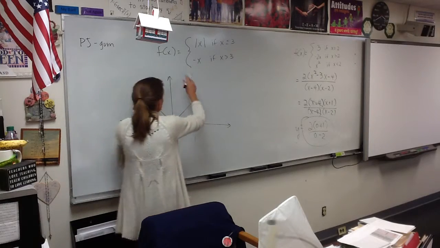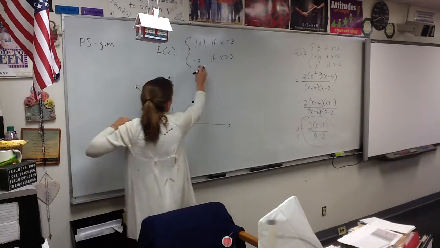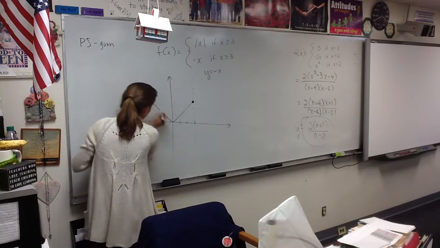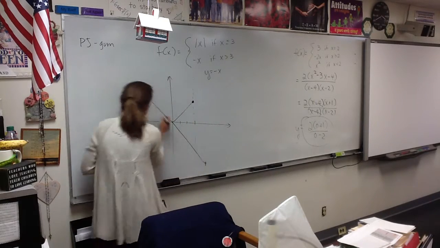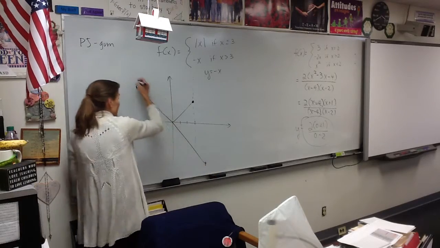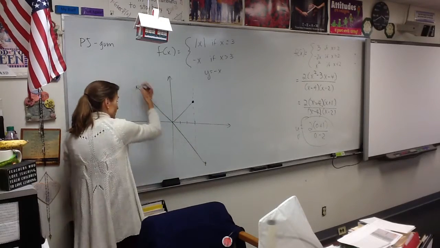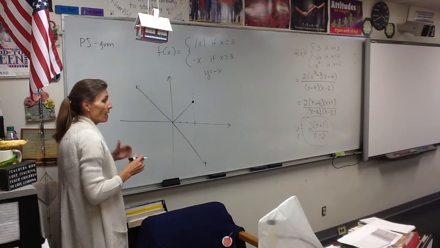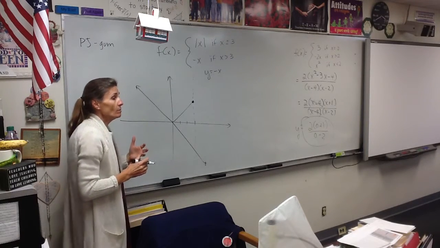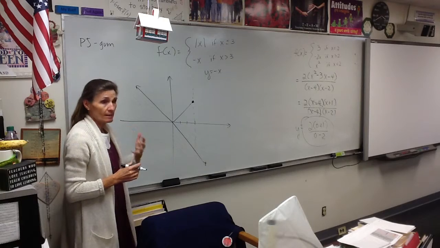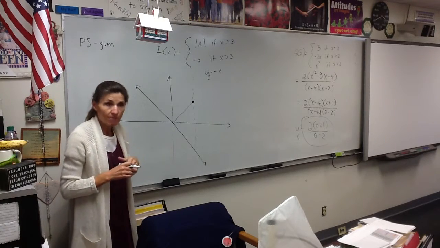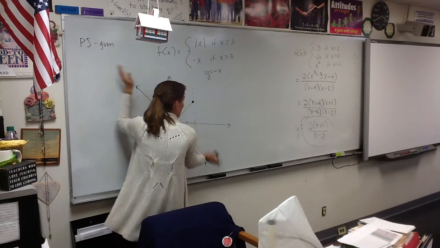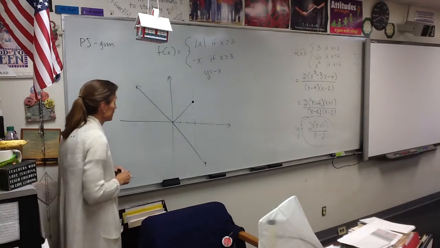Now, I'm going to forget everything and I'm just going to graph y equals negative x, which by the way is this line right here. This is the line y equals negative x. Now how do I know that? Well, it's the negative of the identity function. So instead of going like this, it goes like this because it's been turned over.